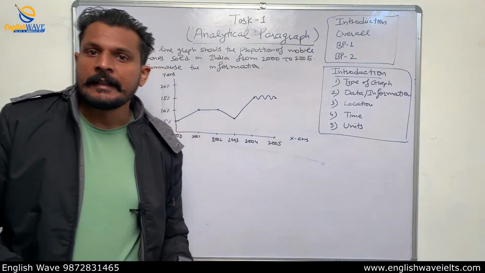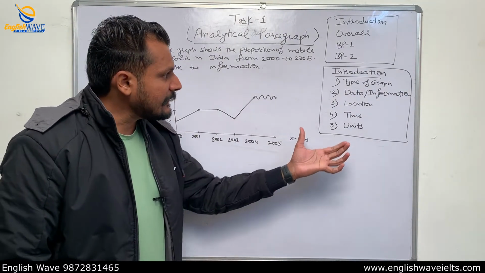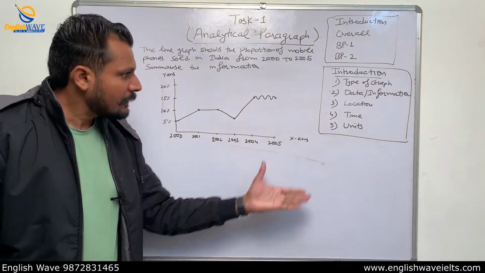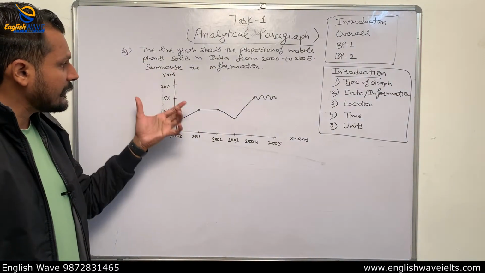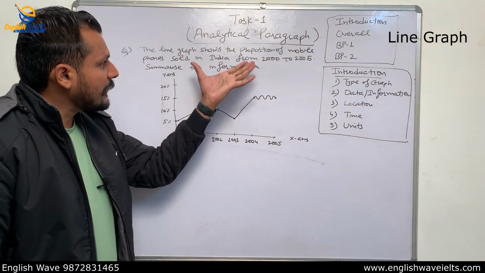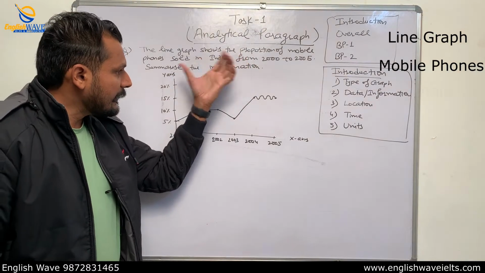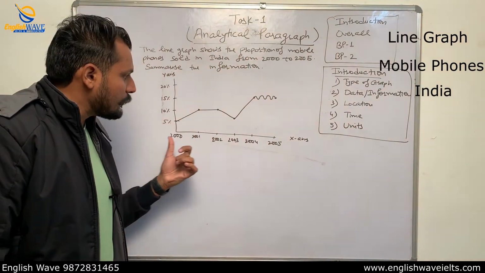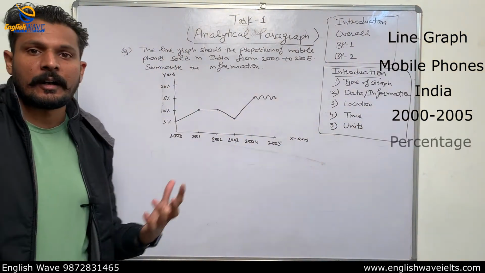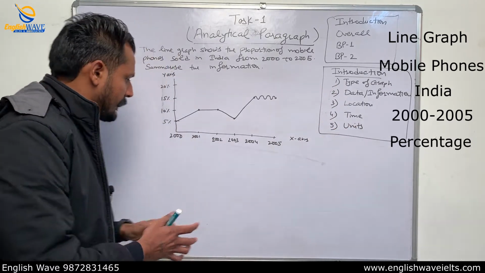We have already seen these are the 5 things we have to see while writing the introduction. Let's see how these 5 things are compiled in the tenses. Type of graph, obviously it's a line graph. Data or information, obviously it is the data of mobile phones sold. Location, India. Time, from 2000 to 2005. Units, percentage or proportion.